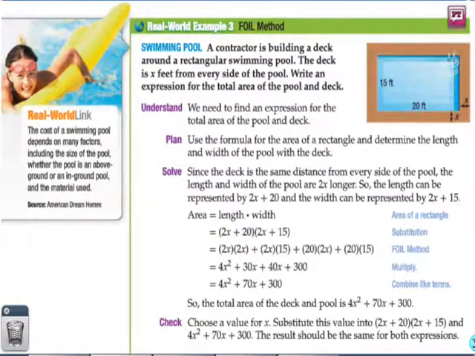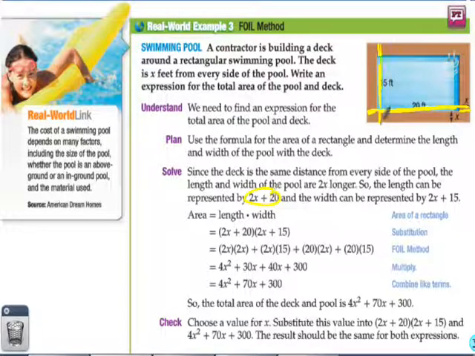So this is a really good problem, very common testing problem. We have a swimming pool and we have a deck around it, and we want to know an expression for the total area of the pool and the deck. So we know the pool is 20, and then this is x, and this is x. The length is 15, and then this is x, and then this is x. So what we have is for the total width, we have 20 plus 2x, okay?